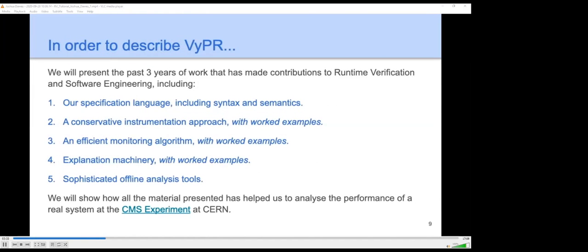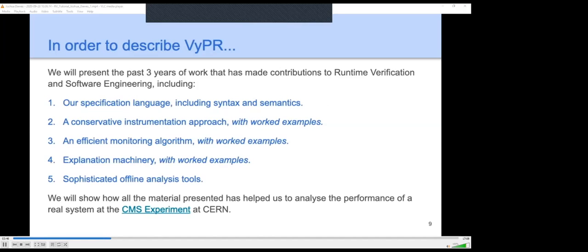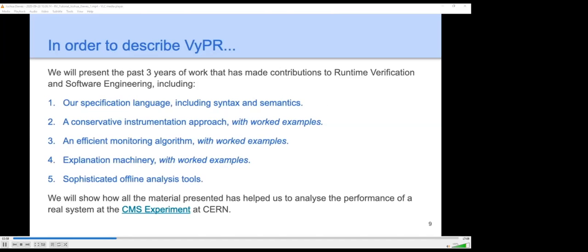Now, in order to describe the VyPR framework, we will present the past 3 years of work that has made contributions to both runtime verification and software engineering. These contributions include a specification language, which includes the syntax and semantics as usual, a conservative instrumentation approach, and with this we will give worked examples and visualization, an efficient monitoring algorithm with which we'll also give a visualization, machinery for explanation of whenever a specification is not satisfied by a program run, and finally sophisticated offline analysis tools that take the form of a web-based application and a Python-based analysis library.